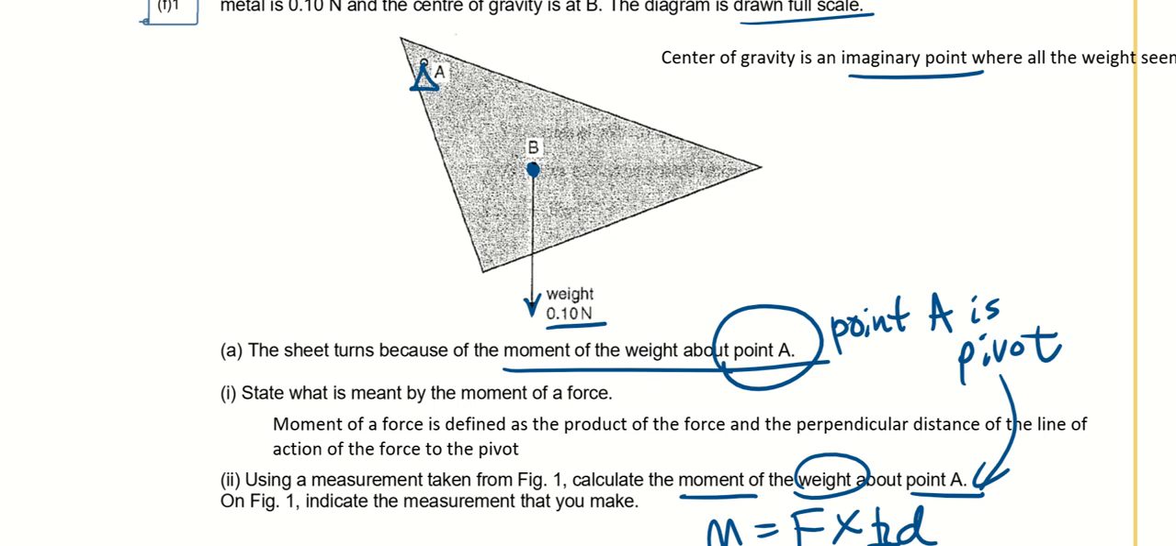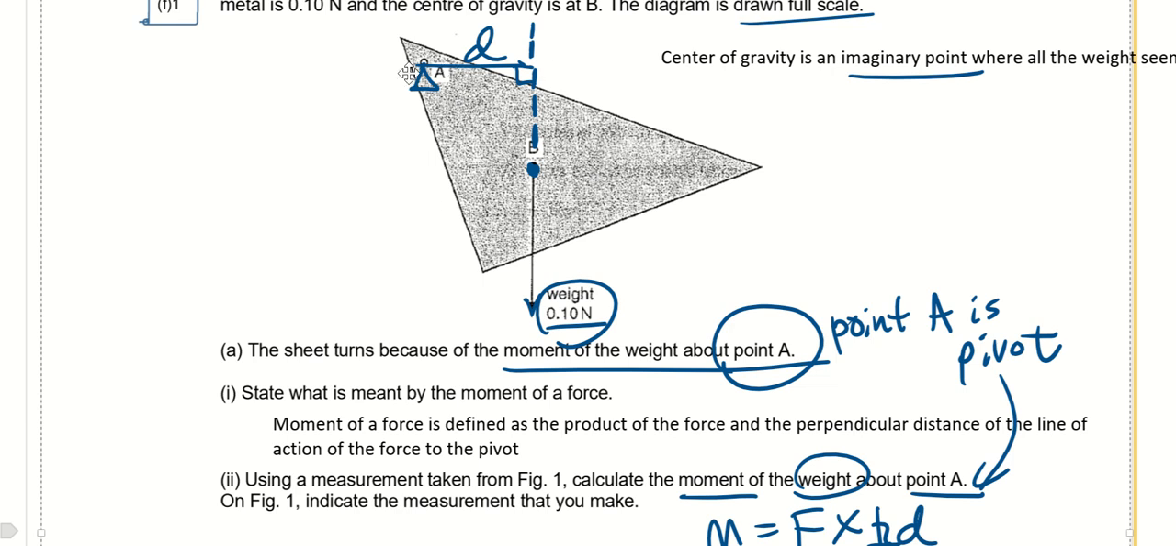Since A is the pivot, I'm going to measure the perpendicular distance of the line of action of the weight to the pivot. So still remember, in order to find the perpendicular distance, I always need to extend the force to show the line of action of the force. Then this will be the perpendicular distance. So this is the part that you should be measuring.